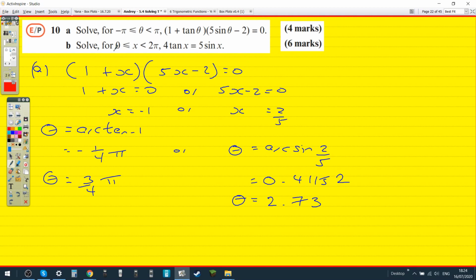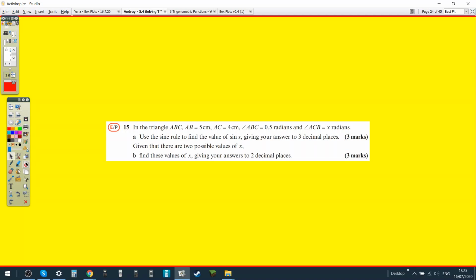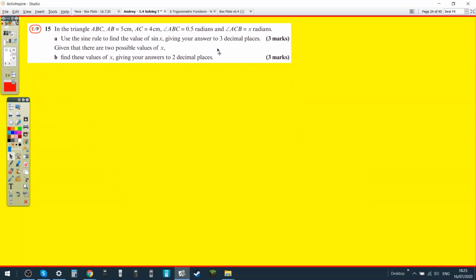Great. And then part B is similar to the one we did last week, which is sine over cos, and then it'll be a quadratic. Any questions about that? No. Two brackets being multiplied by each other. Either the first one's equal to 0 or the second one's equal to 0, and then just solve as normal. Yep.